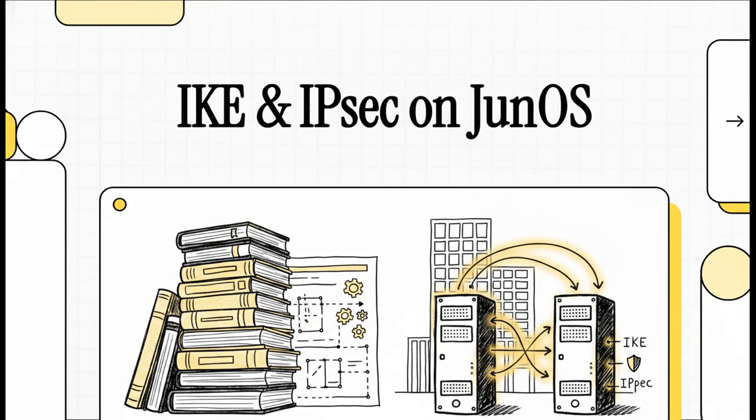Welcome to this explainer. If you've ever stared down a massive 500-page JunOS technical manual and just thought, okay, how do I actually extract exactly what I need to build a practical, secure network architecture? Well, you're definitely in the right place. Today, we're going to act as your structural guides. We'll be translating all that dense documentation into a crystal clear, actionable blueprint for configuring IKE and IPsec right on your JunOS devices. Let's get into it.